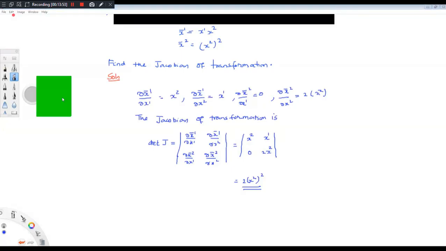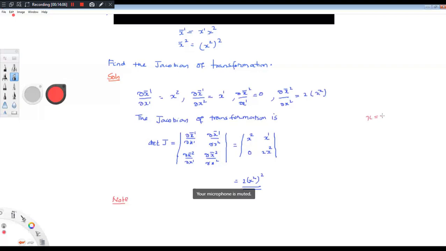Now I write a note. In the note I want to say, suppose x is equal to r cos theta and y is equal to r sin theta. Then you find out r is equal to the square root of x square plus y square, and theta is equal to tan inverse y by x.